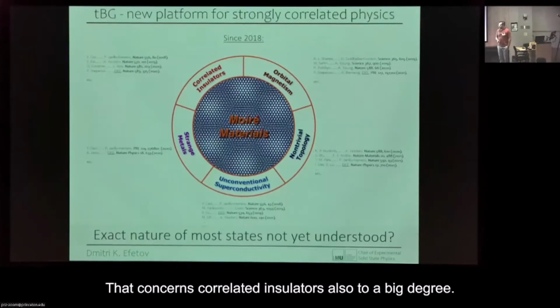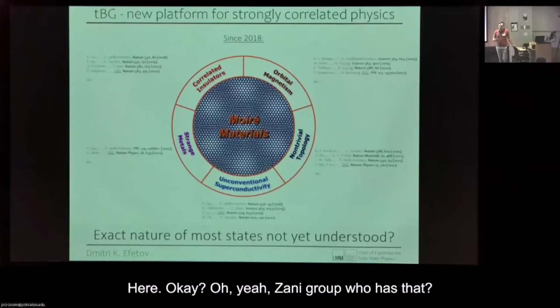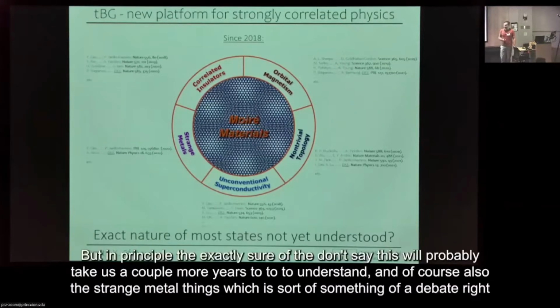But one of the big open questions is, for example, the nature of superconductivity. It seems to be some sort of unconventional superconducting phase. Many groups, also here, such as Ali Yazdani's group, have shown that this is more likely a d-wave or a nodal superconducting gap that they observe. But the exact nature of the ground state will probably take us a couple more years to understand. And of course, also the strange metal phase, which is a topic of debate right now as well.